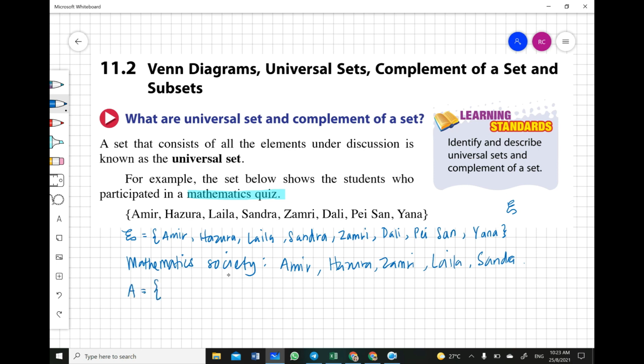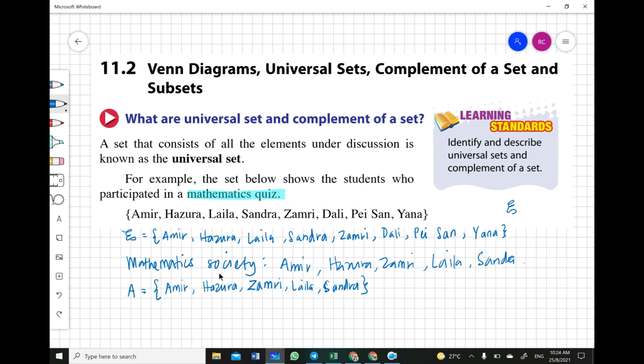With the elements. The elements will be Amel. Who else? Hazura. Who else, class? Zamri. Yes, Zamri, Laila, and Sandra. Correct. Make sure you don't write the word "and". I almost wrote it just now. Because they are elements, we just need the names. We cannot use the word "and" here. So this set A represents the members of the Mathematics Society.